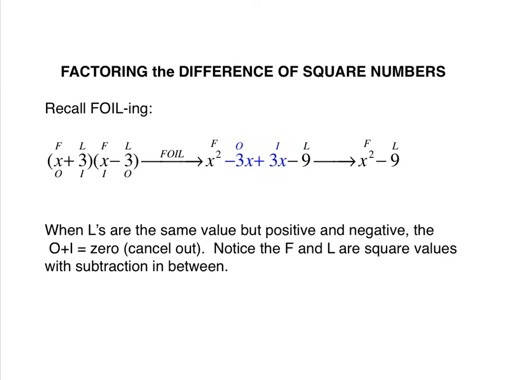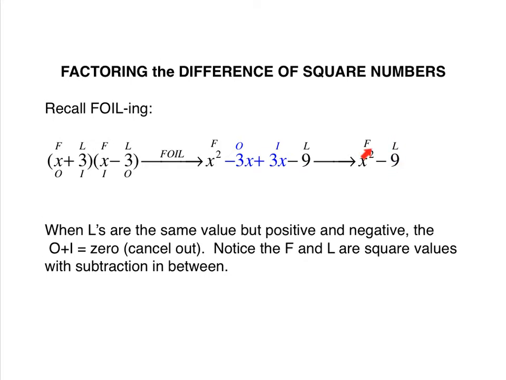What always happens in these cases is your outer and your inner end up being the same exact value, but a positive and a negative version. So when you add those up, you get 0x in the middle, which we don't really show. We end up with the first term and the last term, and the middle term has canceled out.